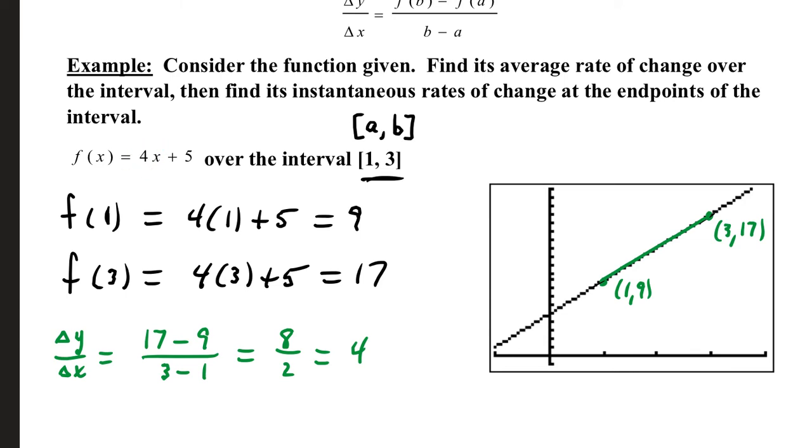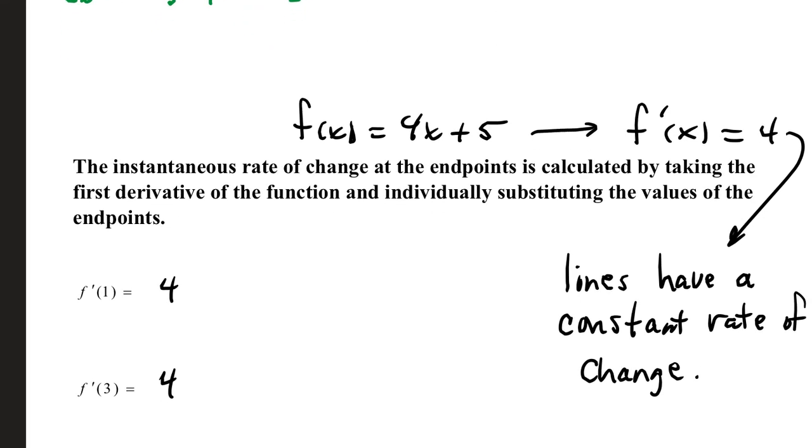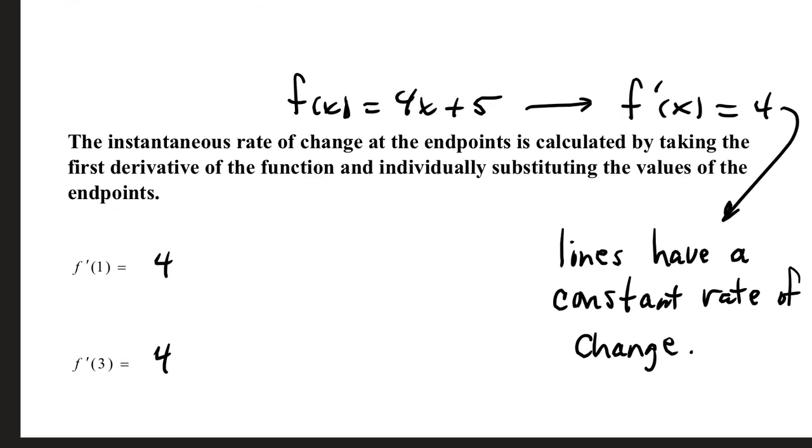And that's true for any linear function. Its average rate of change will be the slope. The instantaneous rate of change at the endpoints is calculated by taking your first derivative. Well, refresh our memory, our function was 4x plus 5. First derivative is 4.